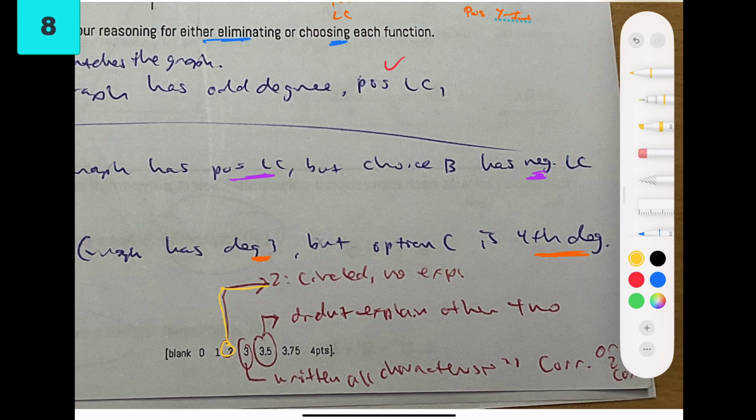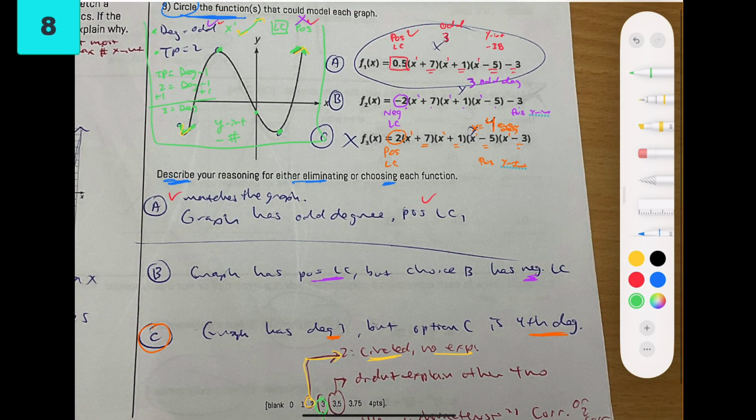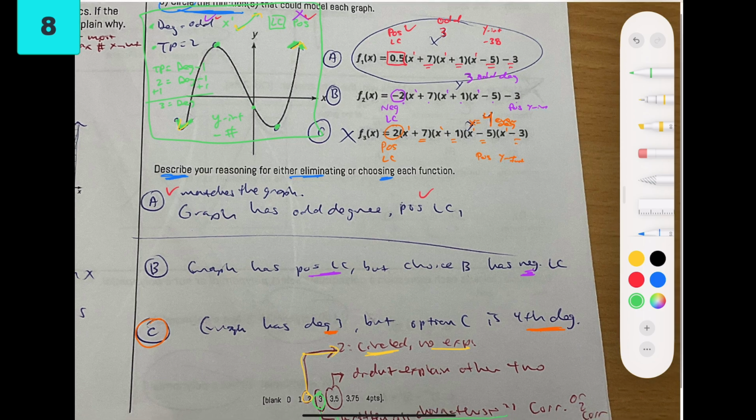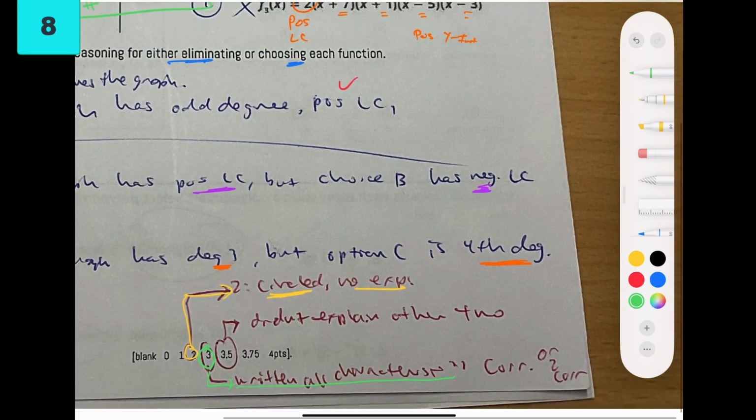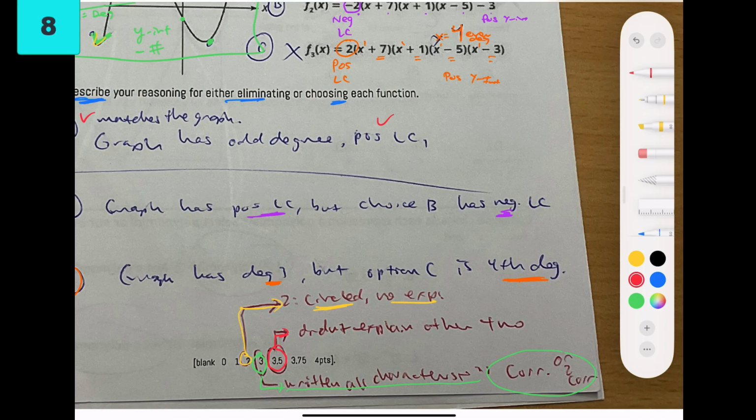2 points gave you, you circled the correct answer, but no explanation. You got 3 points if you wrote all the characteristics. So that would be up here in green. All of these characteristics. And you had maybe 1 or 2 correct. I gave you 3.5 points if you didn't explain the other 2. So you circled A and gave me all the characteristics.